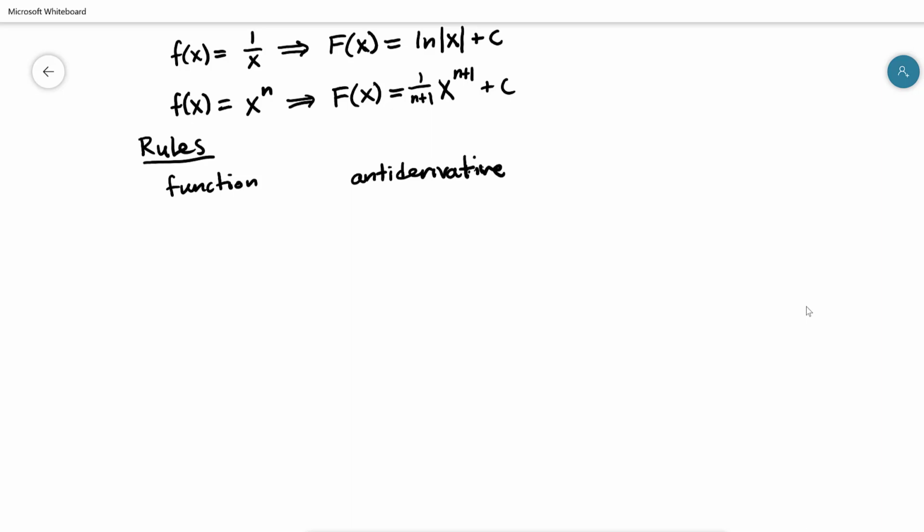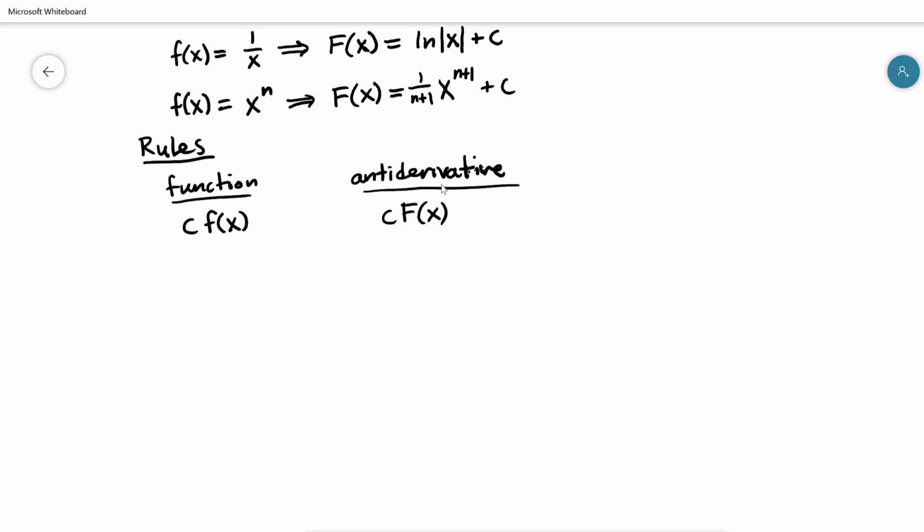If my pen will work, okay. So here's the function, here's the antiderivative. If the function isn't just f of x, but is instead some constant times f of x, it turns out that constant will be sitting there in the antiderivative as well. It kind of passes through, so to speak.